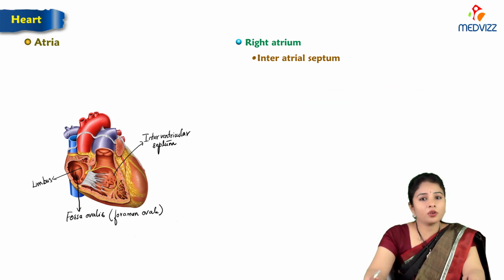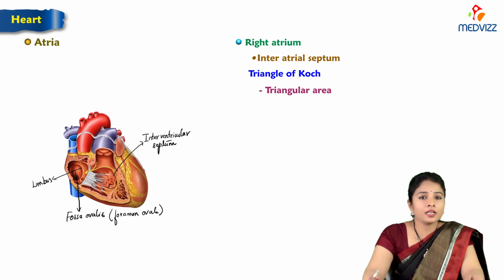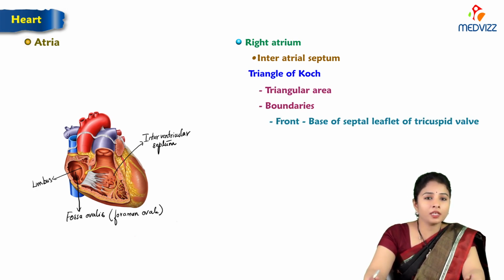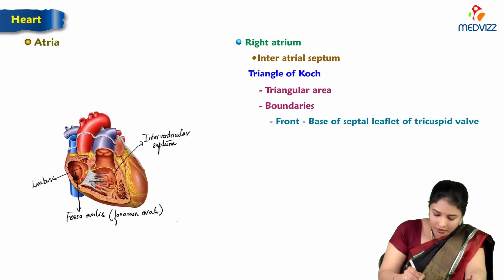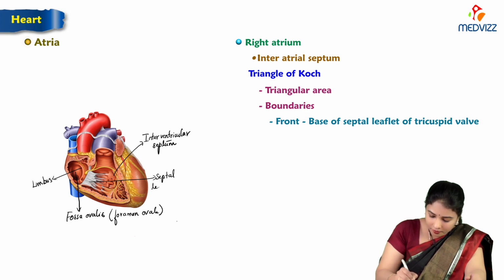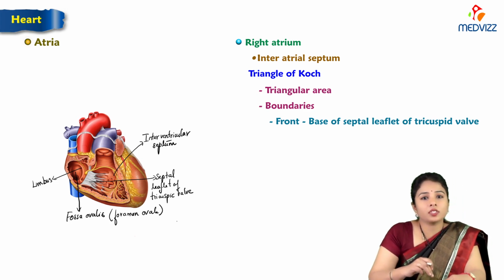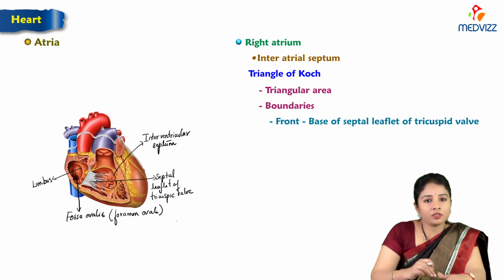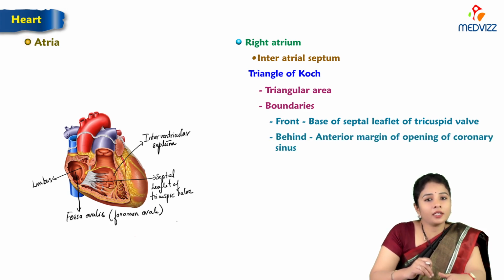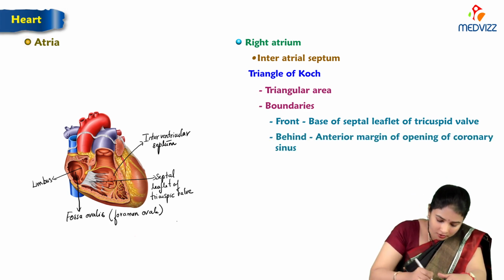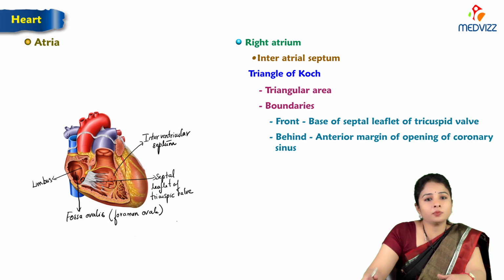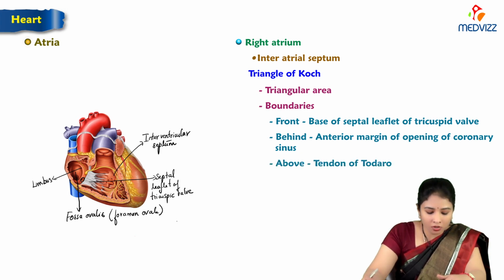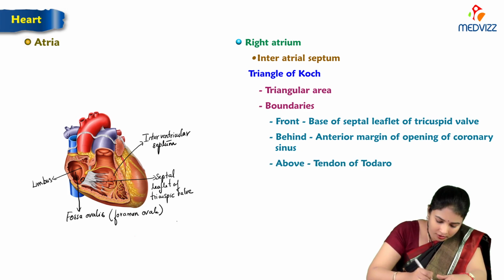So let us discuss the triangle of Koch. It is a triangular area bounded in front by the base of the septal leaflet of the tricuspid valve. So this is the septal leaflet. It is bounded by the septal leaflet of the tricuspid valve and behind by the anterior margin of the coronary sinus. So this is the coronary sinus. The margin of the coronary sinus posteriorly, and above by the tendon of Todaro. So here is the tendon of Todaro.